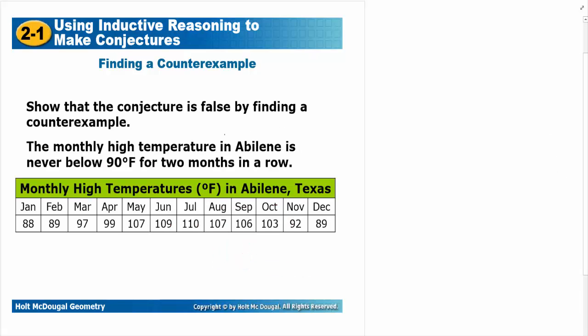Alright, now we got a set of data and we got a statement based off of that data. So now we have our data, we just have to look at it. But this one says the monthly high temperature in Abilene is never below 90 degrees for 2 months in a row. So there's your statement and your conjecture. What are we trying to do to prove it to be wrong? Well, we want to know, when is it below 90 for 2 months in a row? Again, can't spell, but I'll fix that.